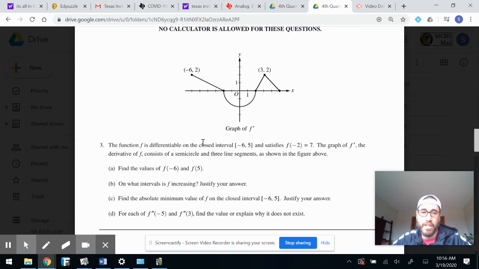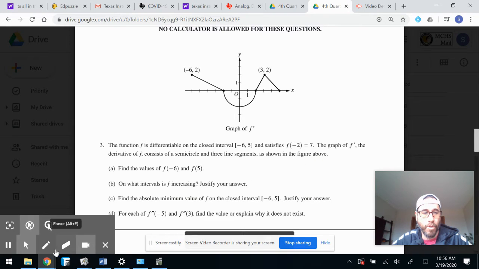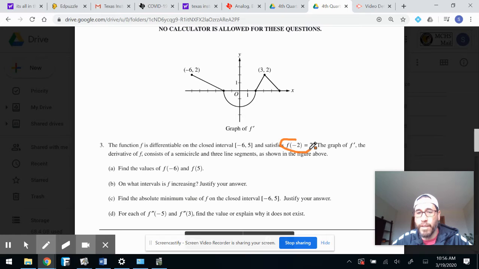Okay, so we have f, a differentiable function. We're on the closed interval from -6 to 5, all right? Here we go, this one is important, right? It's an initial value that they give me. We're going to have to use that in some way, shape, or form. Okay, remember, I think I have a better way of doing these than the AP shows you, so make sure we follow and go ahead and use my methods, okay? The graph of f prime, the derivative, consists of a semicircle, 3 line segments, and so on. Okay, find the values of f of -6 and f of 5.